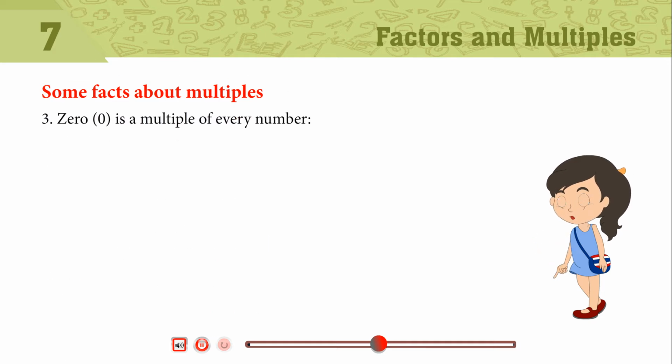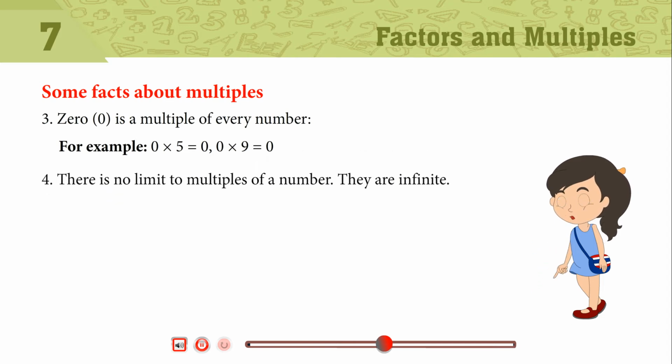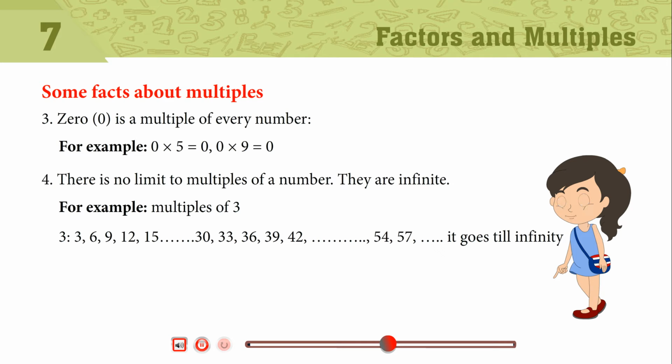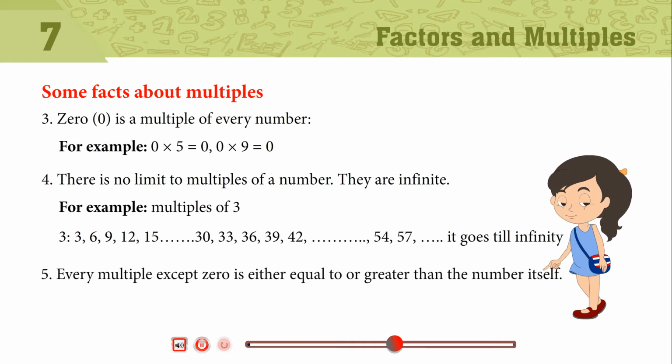0 is a multiple of every number. For example, 0 into 5 is equal to 0, and 0 into 9 is equal to 0. There is no limit to multiples of a number. They are infinite. For example, multiples of 3: 3, 6, 9, 12, 15, 30, 33, 36, 39, 42, 54, 57. It goes till infinity. Every multiple except 0 is either equal to or greater than the number itself.